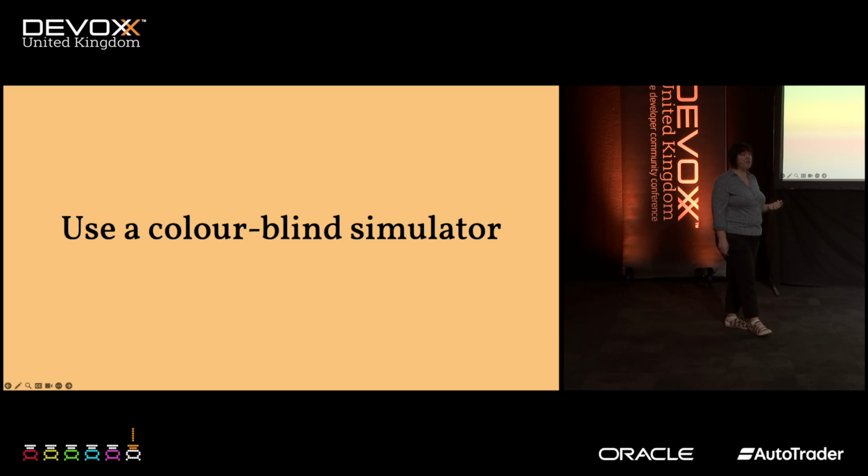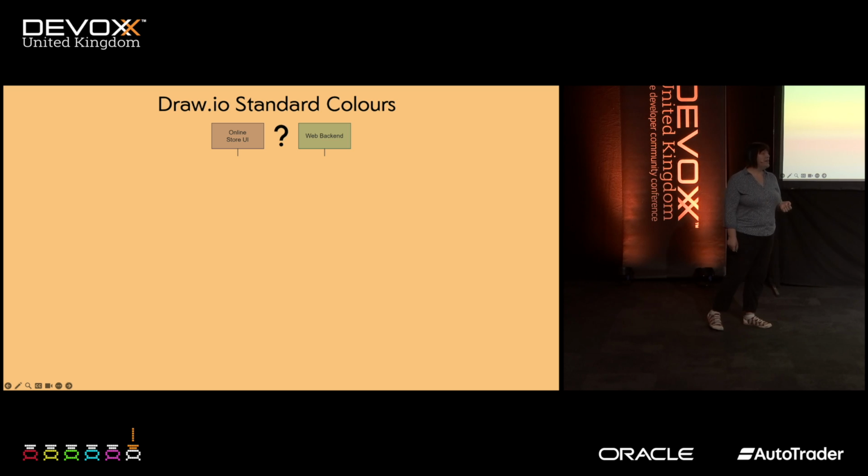First tip, if you don't have much time, look at it in grayscale, because if you can't tell the difference in grayscale, then there's going to be an issue somewhere. So that's the big thing. But when we're using things like Draw.io or Visio or anything, and we use the standard colour palettes, we might think, oh, this is all right. These must be checked. These must be safe.